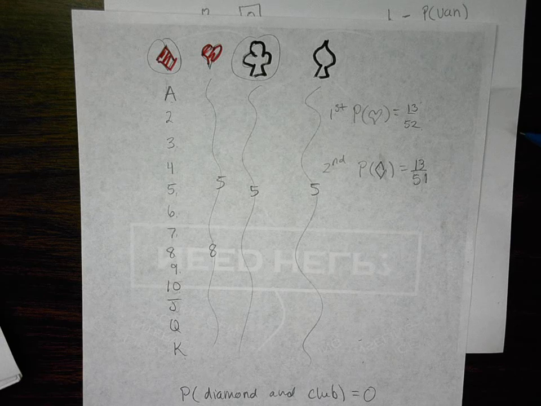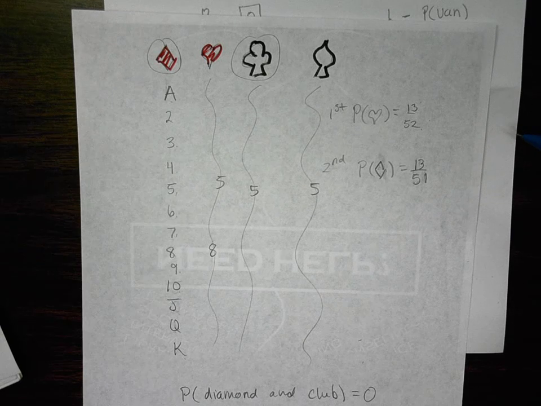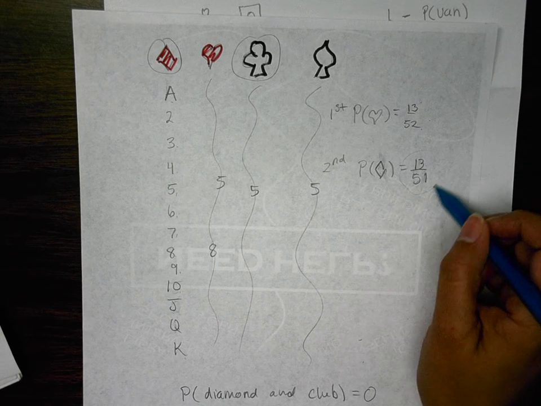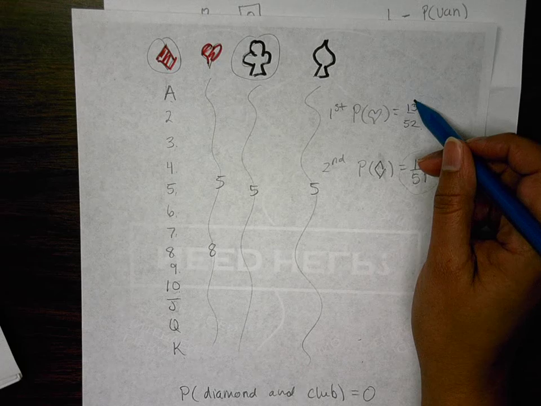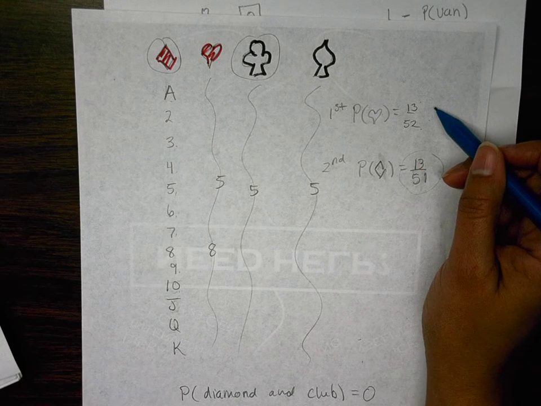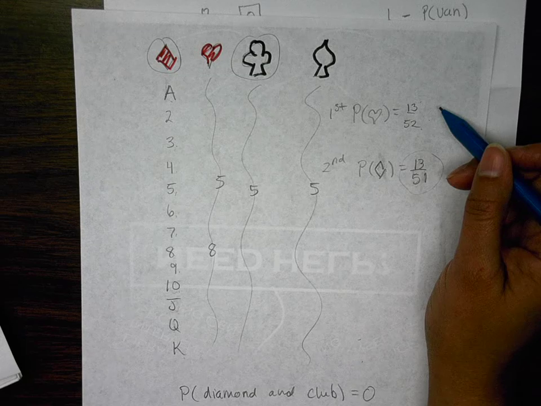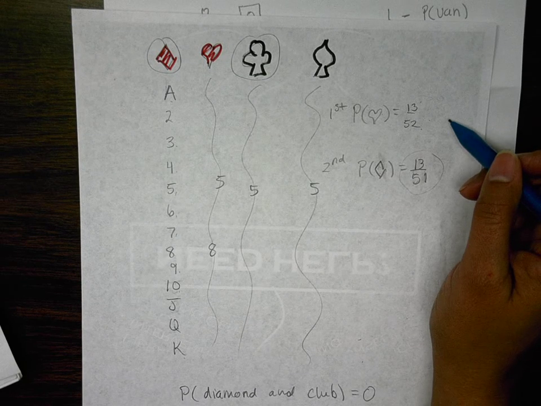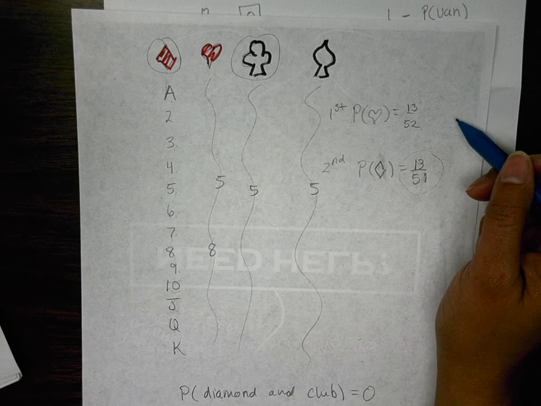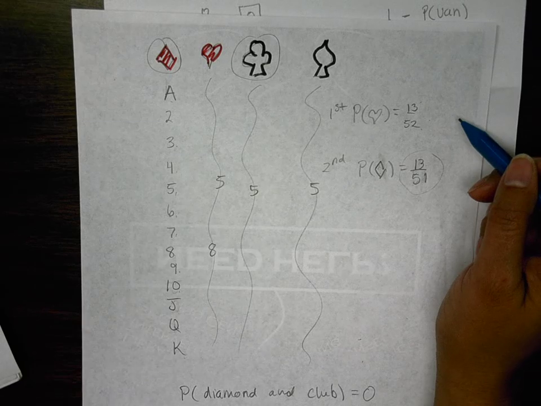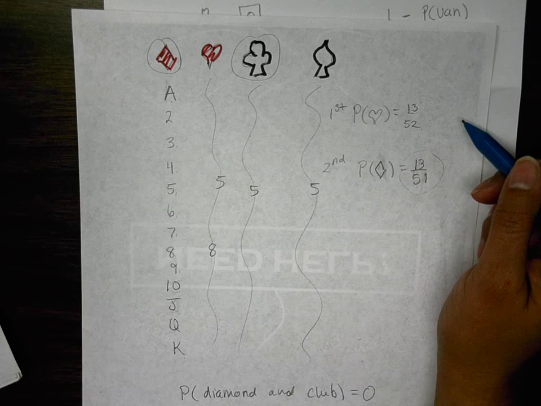So when I do not replace the card, is that dependent or independent? Does this probability depend on the first probability? Yes, because I took a card out and did not put it back. So when would it be independent? If I had replaced it. So: replace, independent; not replace, dependent.